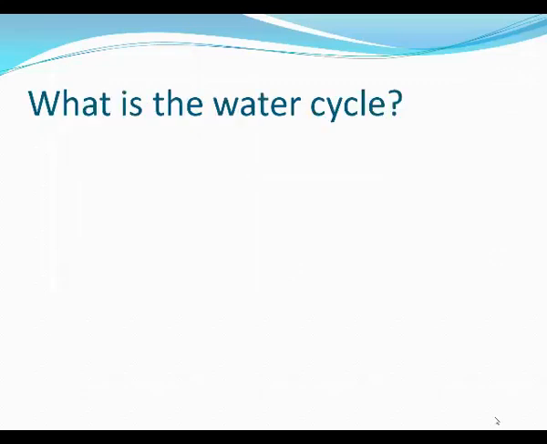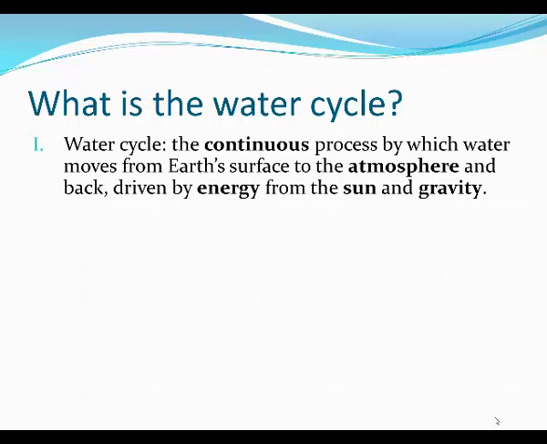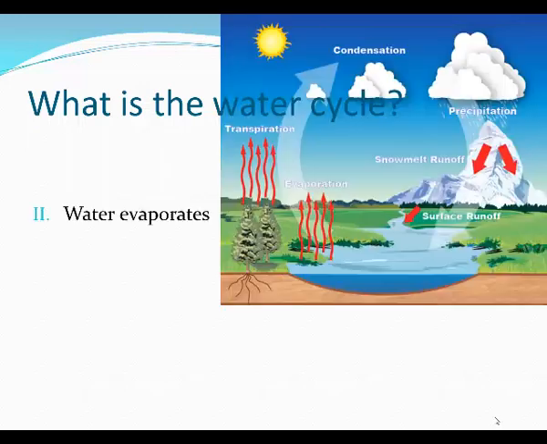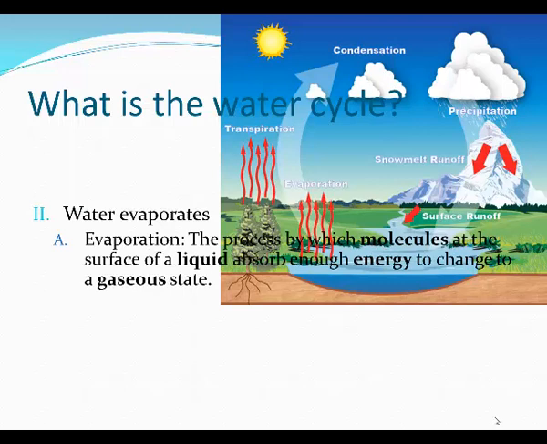So what is the water cycle? The water cycle. It is the continuous process by which water moves from Earth's surface to the atmosphere and back, and it's driven by energy from the sun and gravity. Evaporation. Evaporation is the part of the water cycle. It is the process by which molecules at the surface of a liquid absorb enough energy to change to a gaseous state.